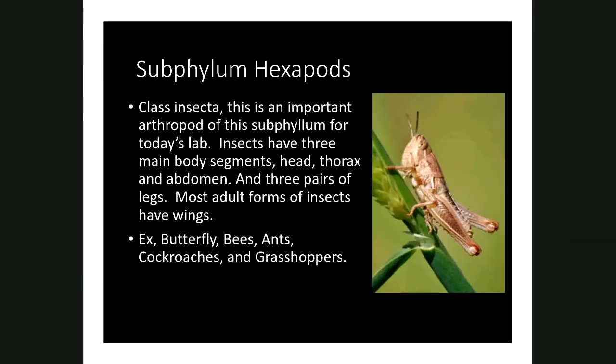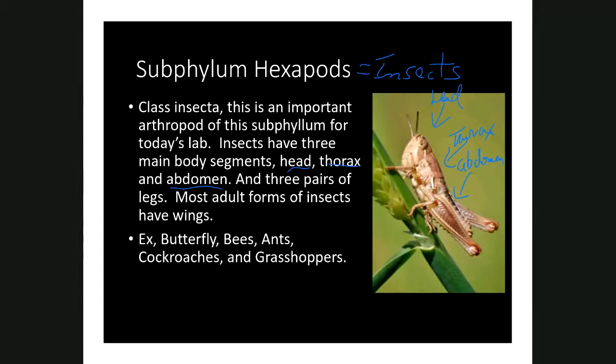And you have the hexapods. These are the insects. They have 3 main portions of the body, which is the head, thorax, and the abdomen. Head, thorax, and abdomen.